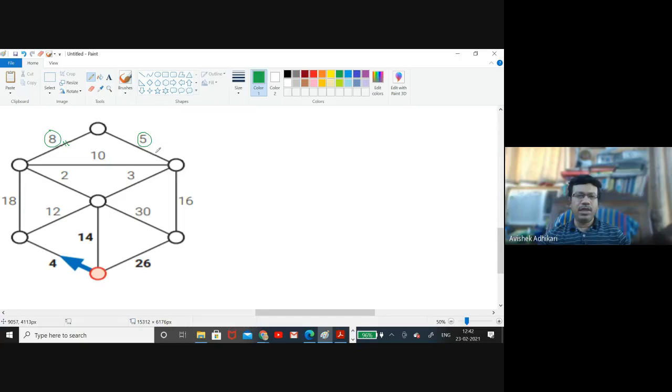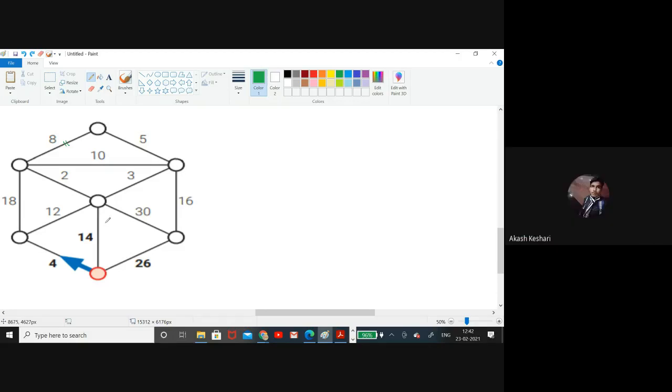Now suppose I have only this part, say this to this and this to this through this path, then my cost will be 13, 8 plus 5. Now I want the minimum cost tree containing all the vertices, and the cost will be minimum. How to find such a tree?